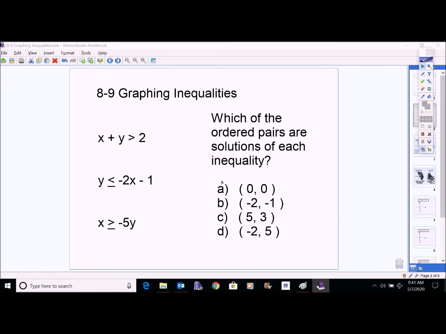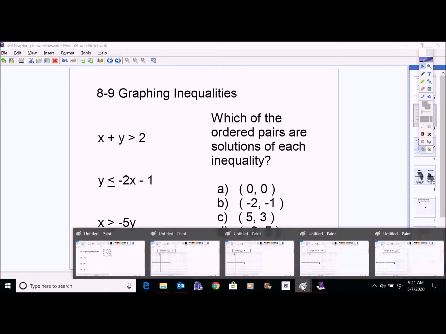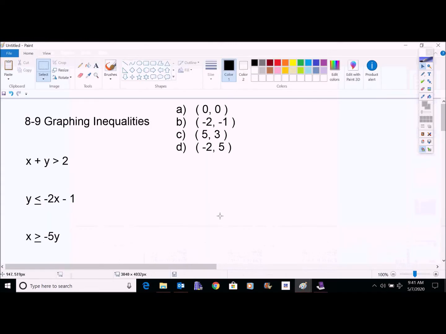So what I have here is a list of 4 ordered pairs. Each one has an x value and a y value. X and Y, X and Y, X and Y. And we're going to plug them into these inequalities and see which ones make it true. Okay, and that's your first thing: when you're finding these inequality graphs, you're actually showing a list of the solutions, and where the solutions live.